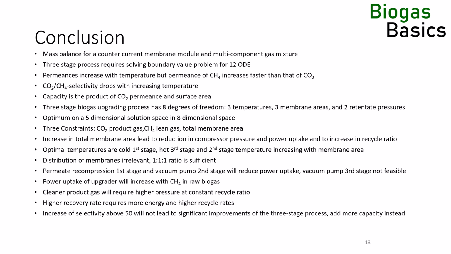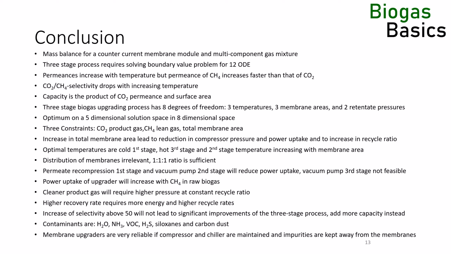Increasing the selectivity further does not lead to a significant improvement of the upgrading process. If the system must be improved, add more capacity. Lastly, I discussed the 6 ways a membrane-based biogas upgrader can fail. These are contaminations by water, ammonia, VOC, H2S, siloxanes, and carbon dust. Gas permeation biogas upgraders are highly reliable if the compressor and chiller are well maintained and impurities are prevented from reaching the 1st stage.